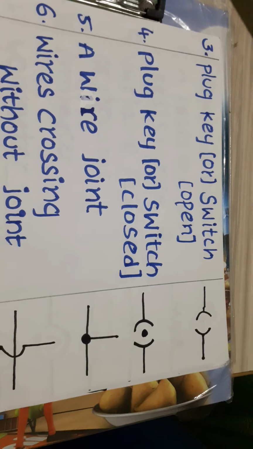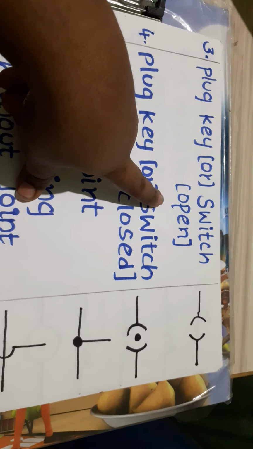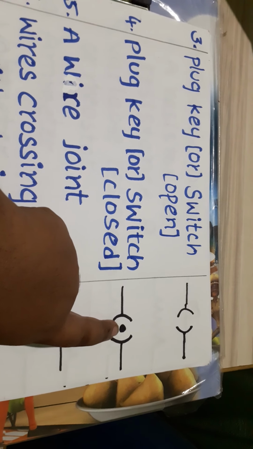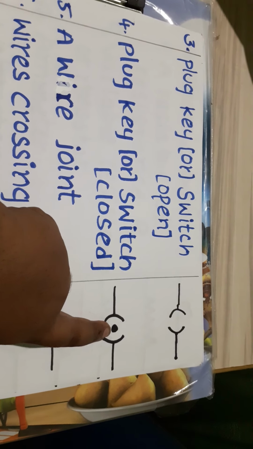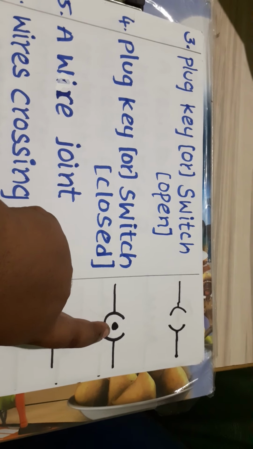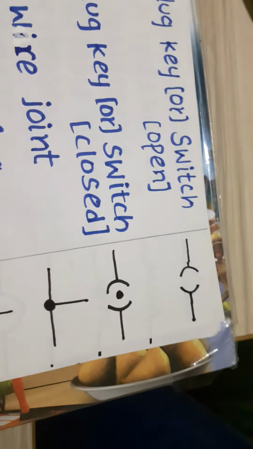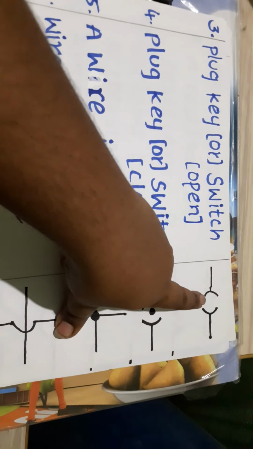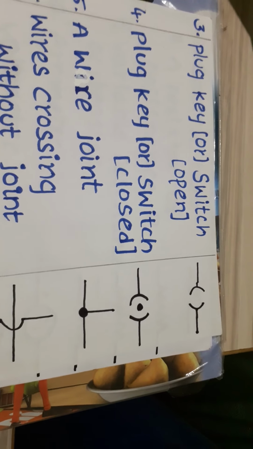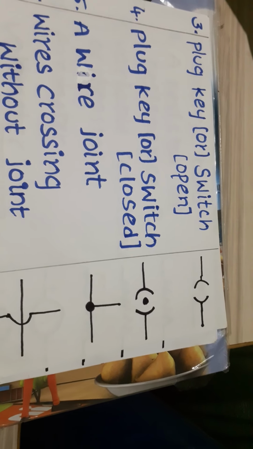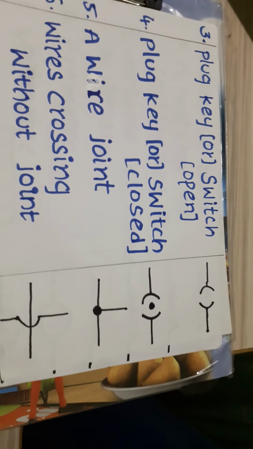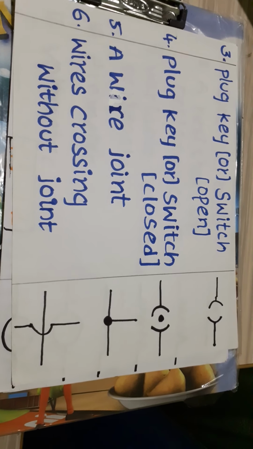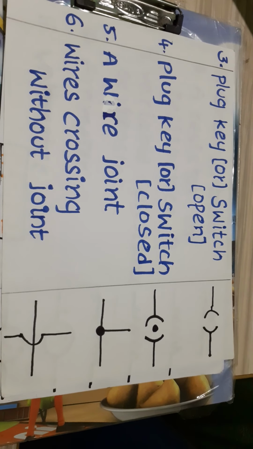Plug key, it is a switch closed. It is open. What is the main difference between these two? Dot. So when we place the dot, it is a closed switch. When we do not place the dot, it is open. So this is the closed switch, this is the open switch. A closed switch is used to allow the flow of electrons in the circuit.